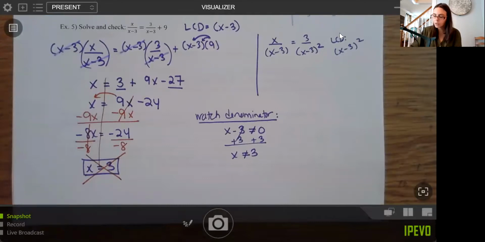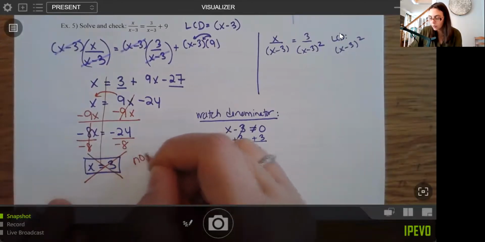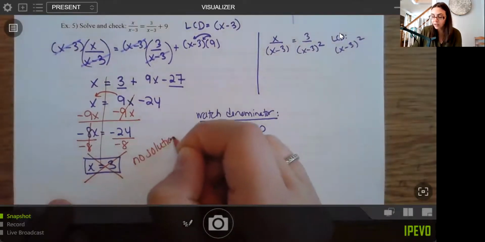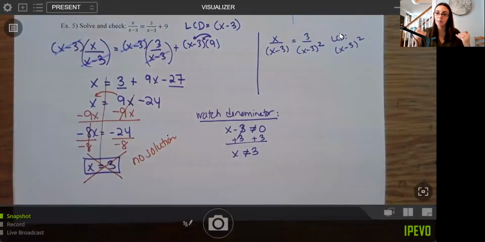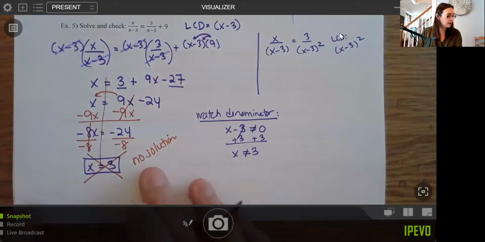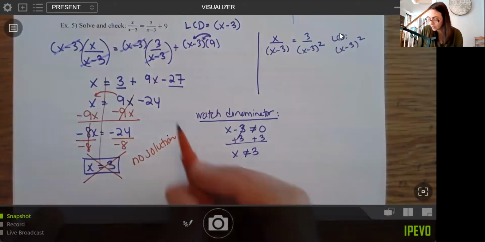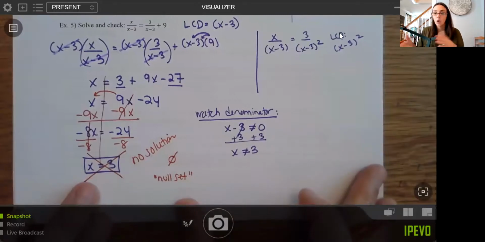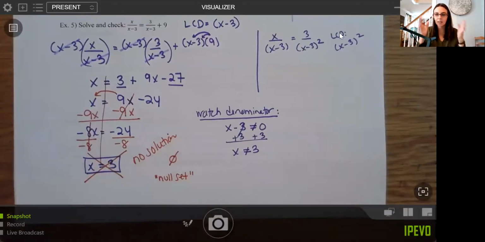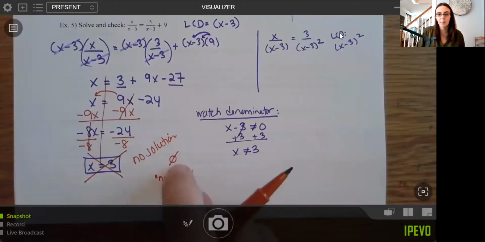Okay. So there is no solution here. There's no other answer. I only had one answer. I had to throw it out. It doesn't work. When I plug it in, it makes that denominator 0, and that is a problem. So it is gone. So one way to write no solution, you can also write it using this symbol here. That's the symbol for the null set, meaning that there is no solution. So you'll see in your text and in the homework, they use this symbol a lot for no solution instead of writing out the words.